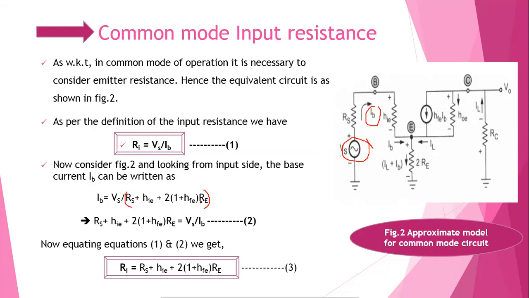From this, if we rearrange, you will get Rs plus hie plus 2 into 1 plus hfe into Re is equal to Vs by Ib. If we compare equation 1 and 2, this is Vs by Ib and this is also Vs by Ib, so we can equate input resistance to this expression. Therefore, the common mode input resistance of the differential amplifier can be given as Ri is equal to Rs plus hie plus 2 into 1 plus hfe into Re. So this is the common mode input resistance.